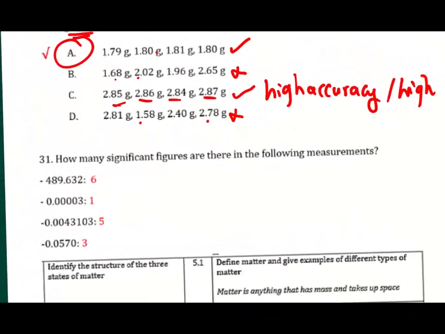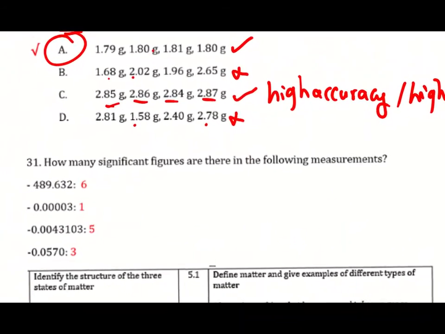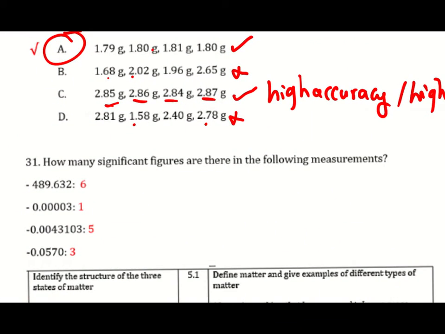We have another question here. How many significant figures are there in the following measurement? If you don't have any zeros on the left, just count the numbers. 1, 2, 3, 4, 5, 6, 6 figures. Here, those zeros will be cancelled. I have only 1. Here, cancel all of those and start counting. 1, 2, 3, 4, 5. Cancel those. 1, 2, 3.